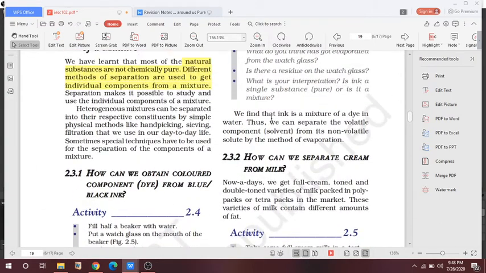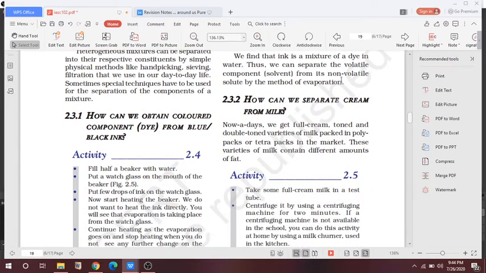So here we find that the ink is a mixture of a dye in water. Thus we separate the volatile component, that is the solvent, from a non-volatile solute by the process of evaporation. Next is how we can separate the cream from milk. This is an activity which we see in our real life situation also.